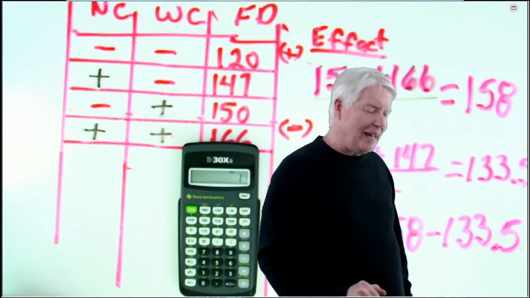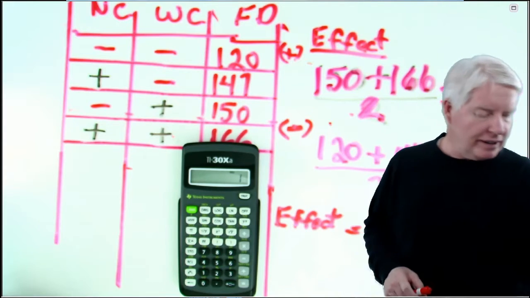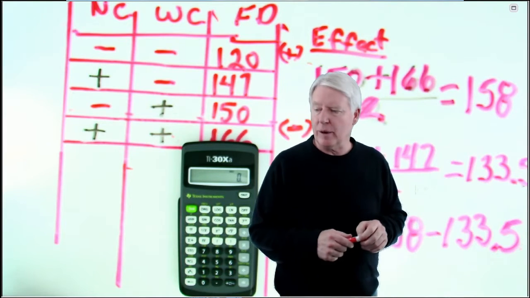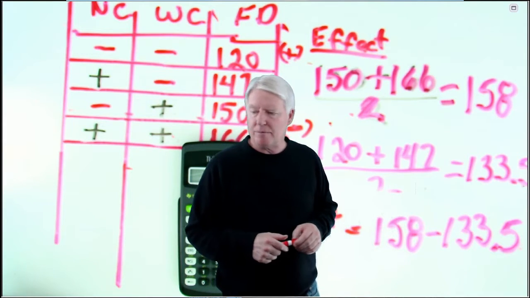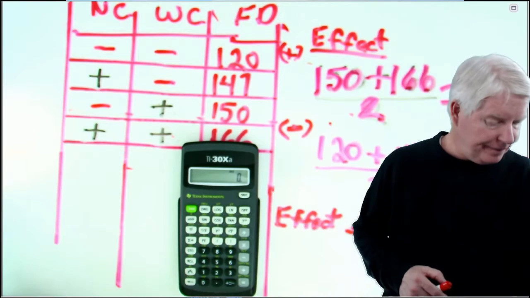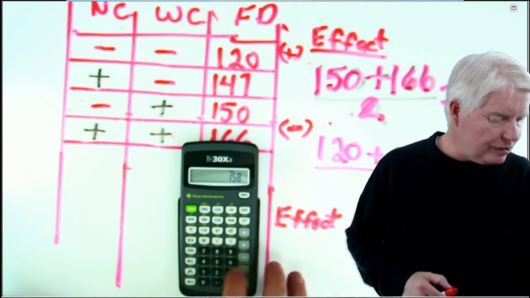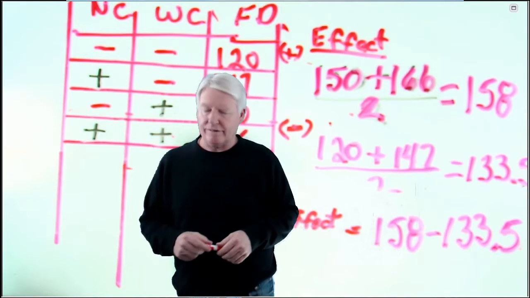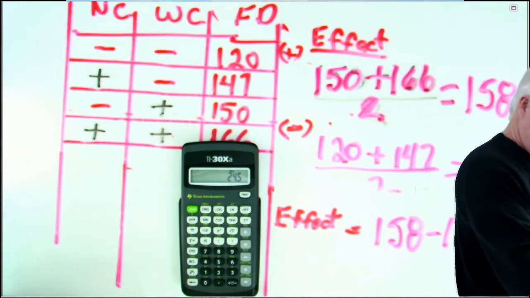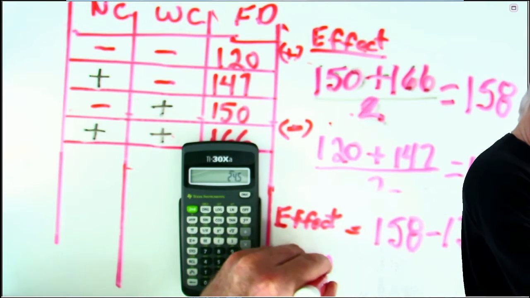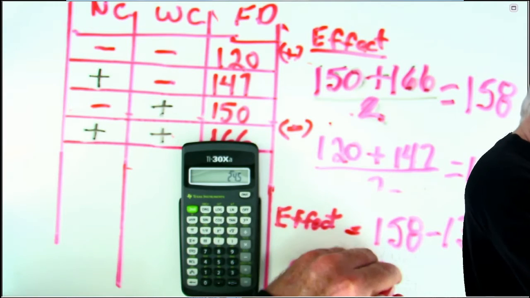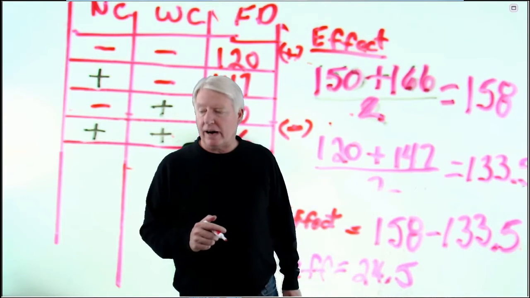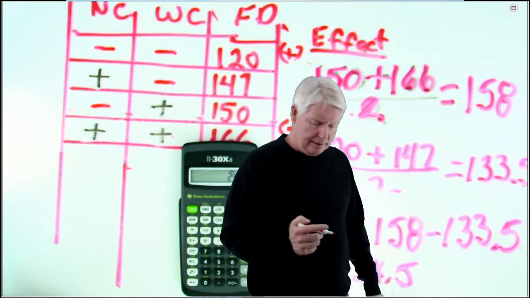What does that mean? In my case, it would mean I guessed that it would have a positive effect, and it did not. I was wrong. Of course, this way I'm going to be right on both of them because I'm going to have positive effects. So 158 minus 133.5 gives me an effect of 24.5. So I'm going to write that down. Effect equals 24.5. So the nose condition had an effect of 21.5, wing condition 24.5.